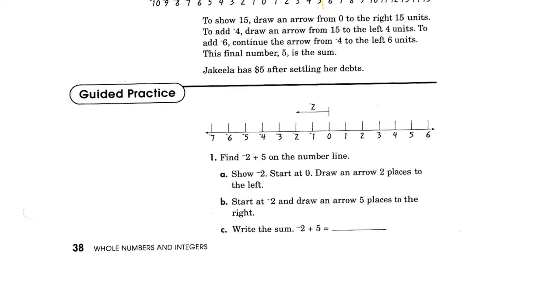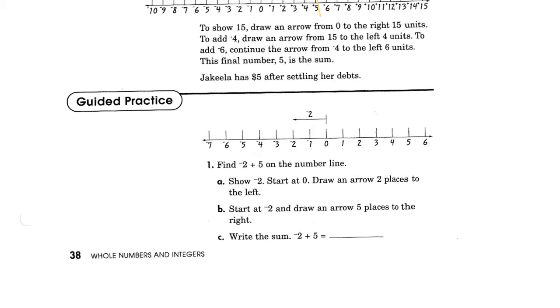So we're going to be using a number line to add positive and negative numbers. Down below, we are going to find -2 plus 5 on a number line. We always start at 0, and then we go to the left to -2 because it's a -2. So it says to show -2, start at 0, draw an arrow 2 places to the left. Now, we're going to start at -2, and we're going to move 1, 2, 3, 4, 5, because we added positive 5. And so when we drop down, we end up at positive 3. So our answer is positive 3.